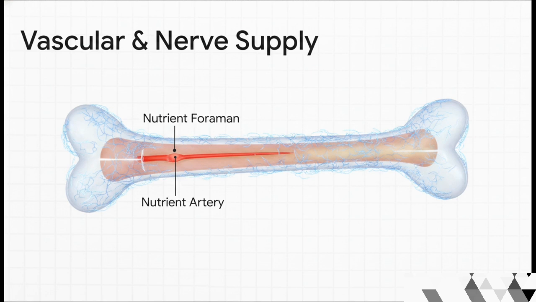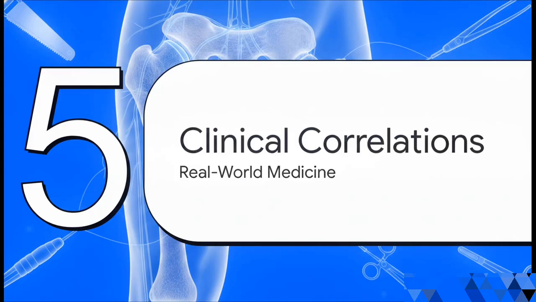Finally, right on the ends of the bone, articular cartilage caps the epiphyses to keep joint movements totally friction-free. But because this cartilage lacks a direct blood supply, it heals very poorly if it ever gets injured. Let's tie this all together in section 5, essential clinical correlations.